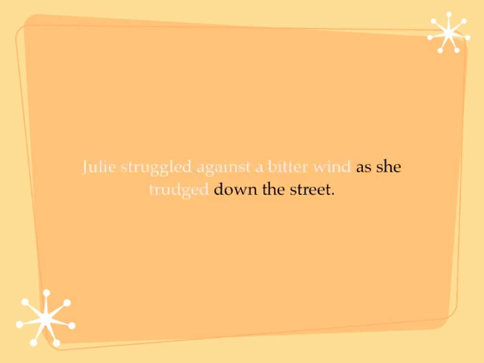First, we should give her a name. Julie struggled against a bitter wind as she trudged down the street. Now, we've got a couple things going on here. First, the verb struggled. Then we've got this adjective, bitter. Finally, the verb we added the first time, trudged. The three of these things, struggled, bitter, and trudged, work together to establish a very negative, depressing, sad mood. Let's go even farther.